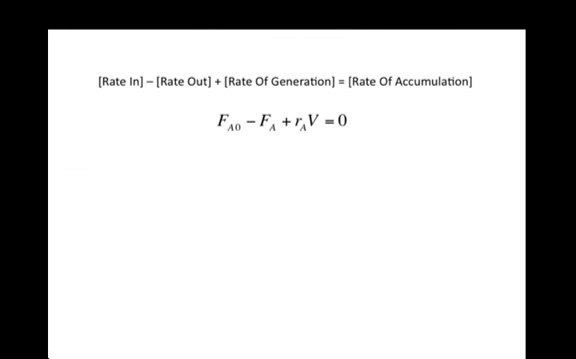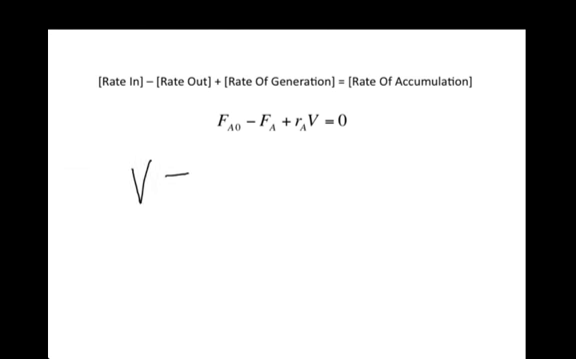So our mole balance with respect to A for a CSTR is just the initial molar flow rate of A into the reactor minus the final flow rate of A out of the reactor, FA, plus the generation of A, which is the rate of formation of A multiplied by the volume of the reactor, and that all equals 0 since there's no accumulation.